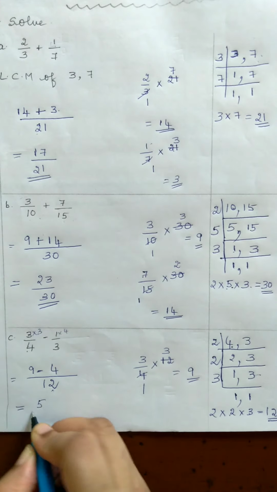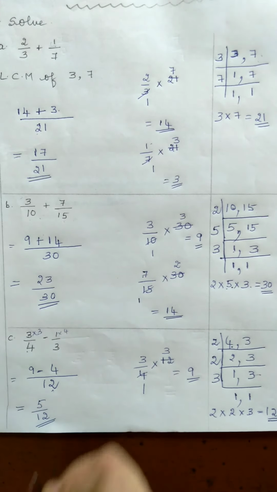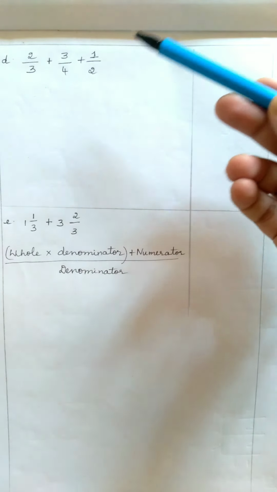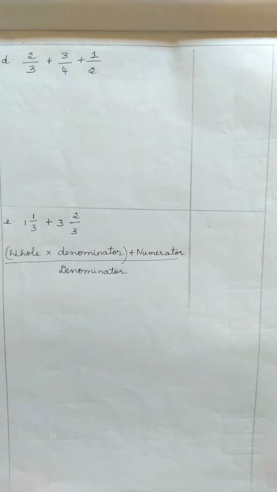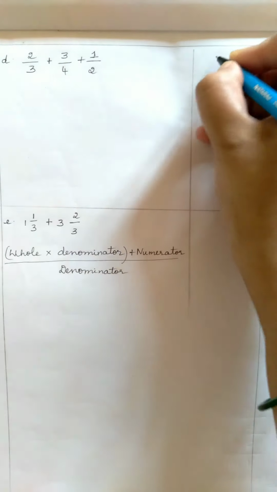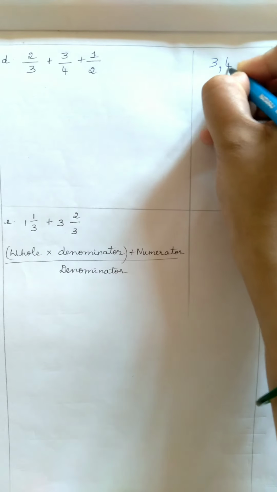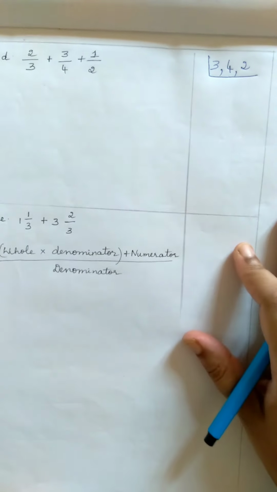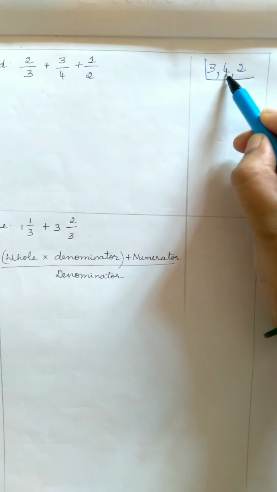Therefore, the answer will be equal to 5 by 12. The next problem we have is 2 by 3 plus 3 by 4 plus 1 by 2. Find out the LCM of the denominators. In the denominators we have 3, 4, 2. Find out the LCM.